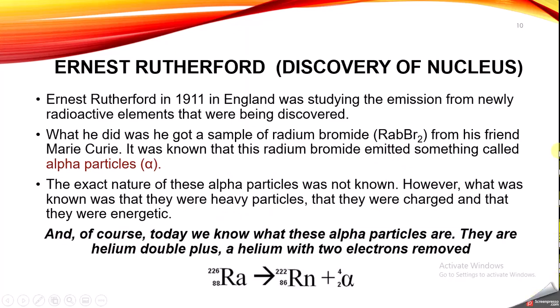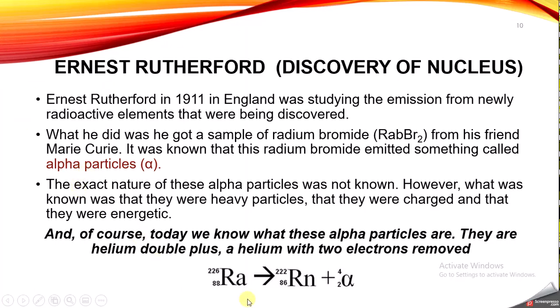Then the second particle which was discovered in the atom is the nucleus. The discovery of the nucleus was by Ernest Rutherford, who did some experiments with alpha particles. He had a sample of radium bromide from his friend, and because radium bromide is radioactive, it was emitting some alpha particles. He was doing an experiment to understand the nature of these alpha particles. What are these alpha particles, and what are they made up of? At that time it was not known what alpha particles are. The only thing that was known was that they were charged, energetic particles.